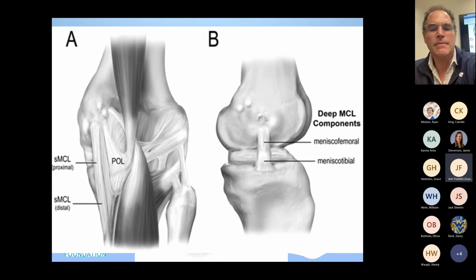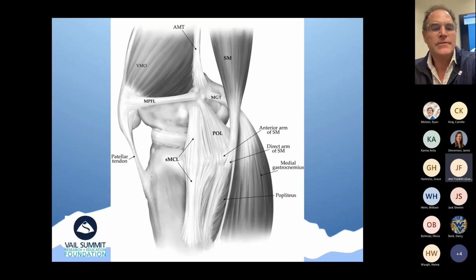And really the deep MCL components, we show it going from the femur to the tibia, but it becomes contiguous with the meniscus too. So it can also be considered the meniscofemoral ligament and the meniscotibial ligament, which is what is anchoring the meniscus to the femur and the tibia here. We'll go through that in a couple slides. Does that all make sense?